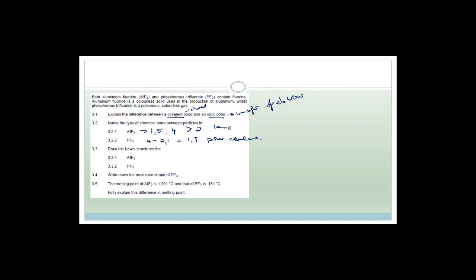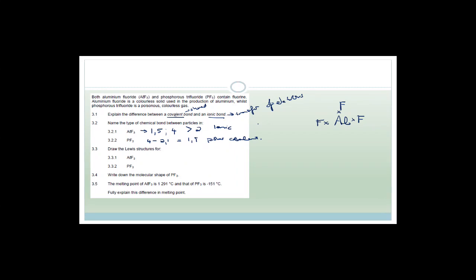Okay, and fluorine is in group 7, so it's got 7 valence electrons, and aluminium has got 3 valence electrons. So we could go aluminium, and it is in group 3, so it is going to be 1, 2, 3, that's it. But now what happens is that this splits up, and we end up with an aluminium like this, and we end up with fluorine. So it's aluminium trifluoride.